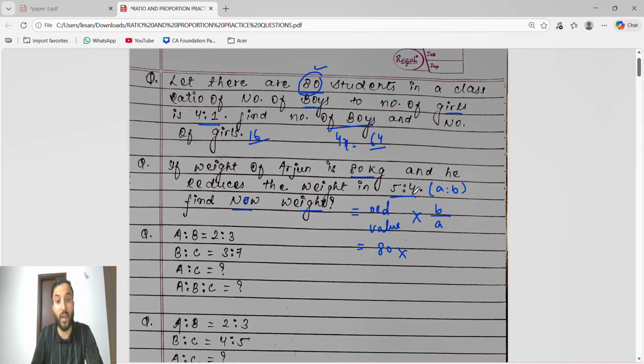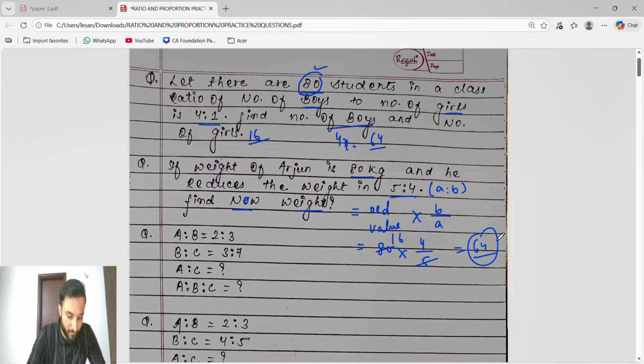The ratio is 5:4, but we will take the reciprocal of the ratio. It will become 4/5, so it will cancel this. It will be 16, 16 for the 64. Now the new weight is 64 kg. Yes, the new weight is 64 kg.